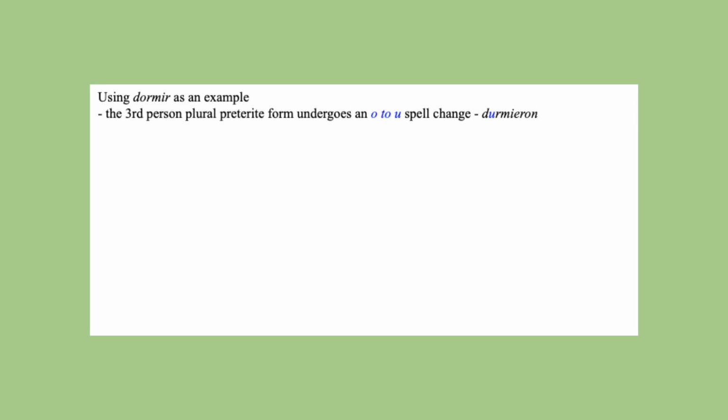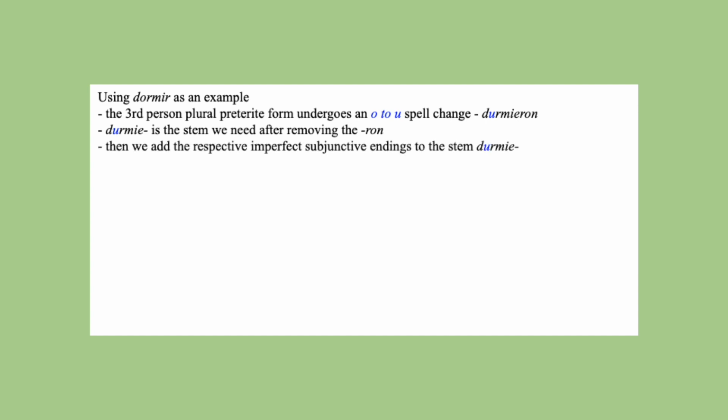For dormir, again, it has an O to U stem change in the third person plural preterite form, durmieron. We remove the ron and we have the stem durmie. So to this stem we add the imperfect subjunctive endings.